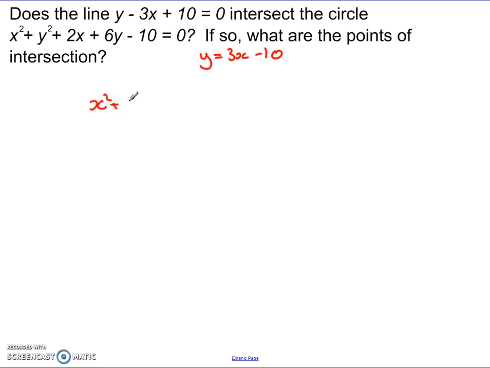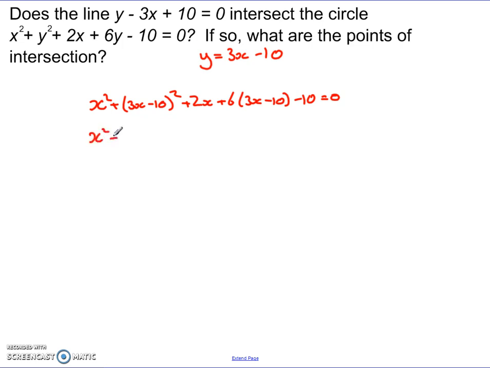So I've got x squared plus 3x minus 10, all squared, plus 2x, plus 6 times that bracket again, so 6 bracket 3x minus 10, take away 10, and that equals 0. So now, all we have to do is multiply the brackets out, gather the terms together, and we're laughing.